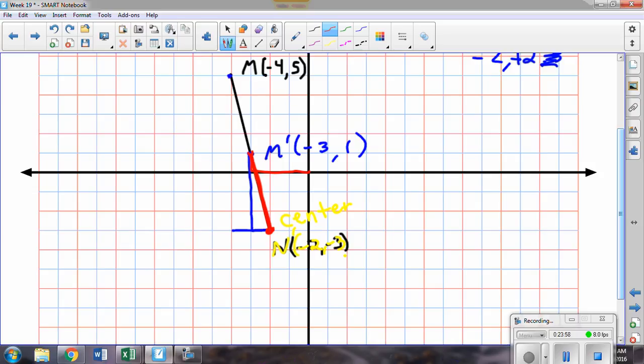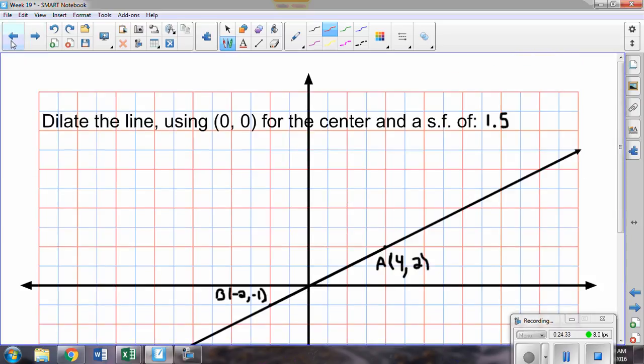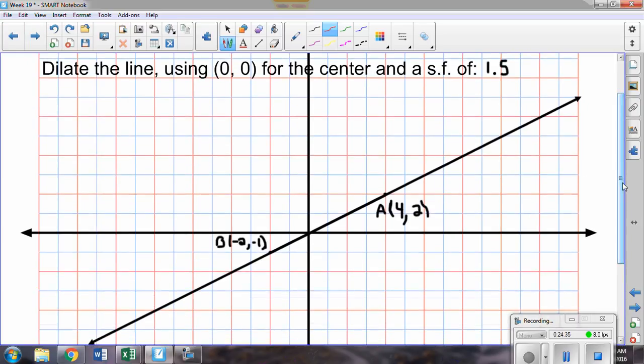This is behavior that will happen every single time your segment, line, or ray passes through the center. The image is going to fall on top of the original pre-image, or at least in part. You'll wind up dilating the size of it, but it's still going to have the same direction falling on top. Let's see that here, and this is our last example for the day.